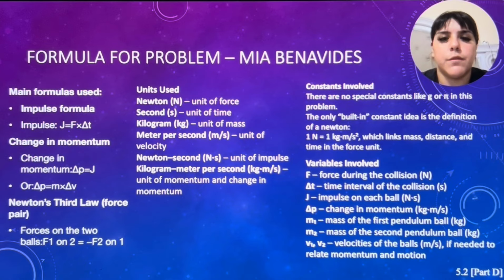For the units, force is measured in newtons, time in seconds, mass in kilograms, velocity in meters per second, impulse in newton seconds, and momentum in kilogram meters per second. For the variables, F is the force during collision, delta T is the collision time, J is the impulse, delta P is the change in momentum, M1 and M2 are masses of the two balls, and V1 and V2 are the velocities when you need to relate motion to momentum.